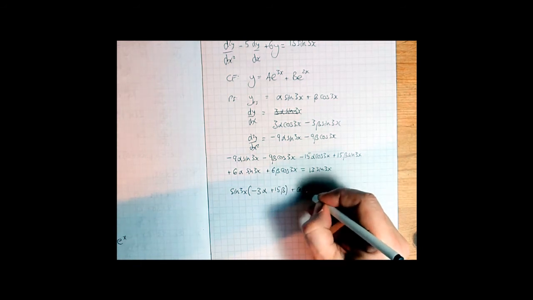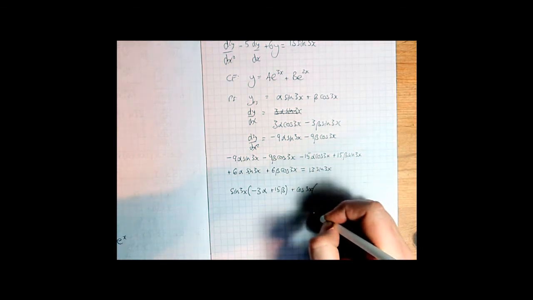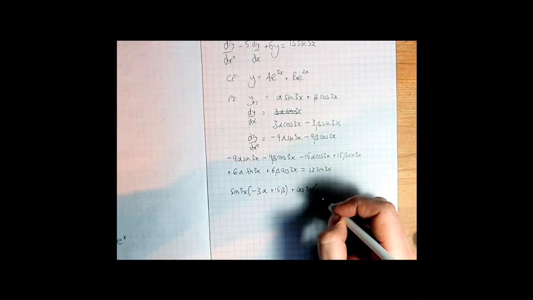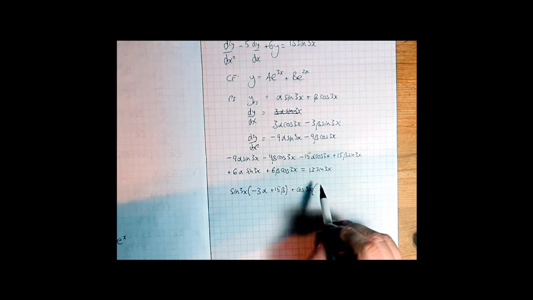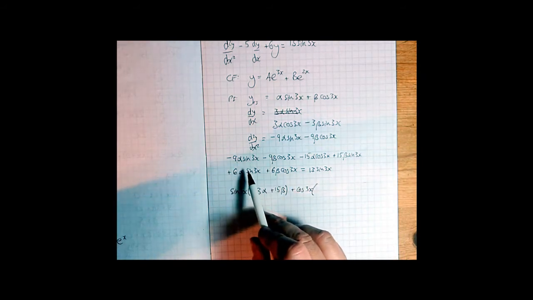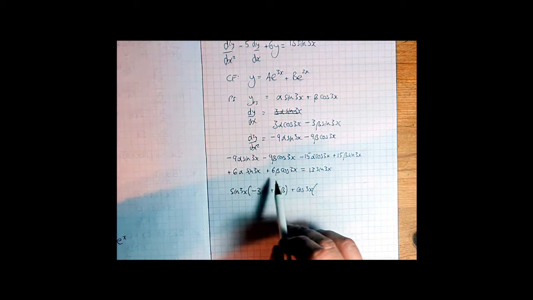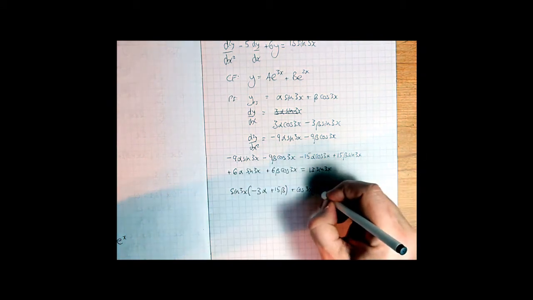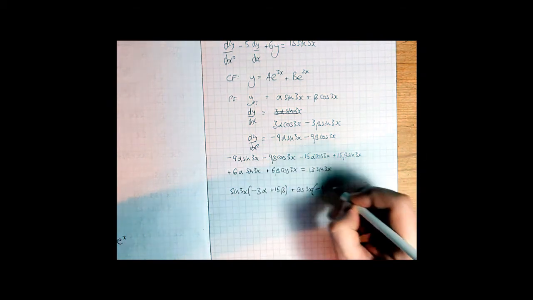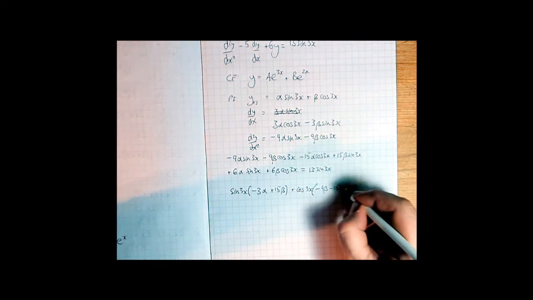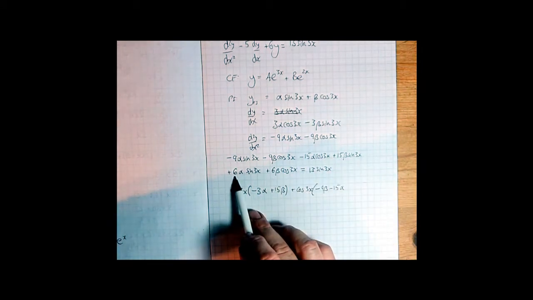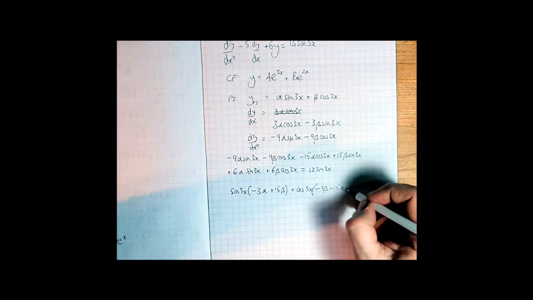And my cos terms, I suspect I've done this wrongly. I might pause it in a second, check. My cos terms, minus 9 beta minus 15 alpha plus 6 beta.